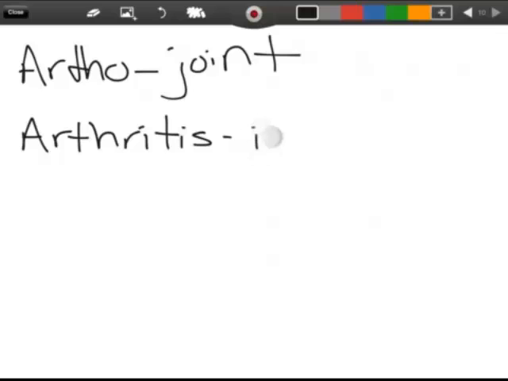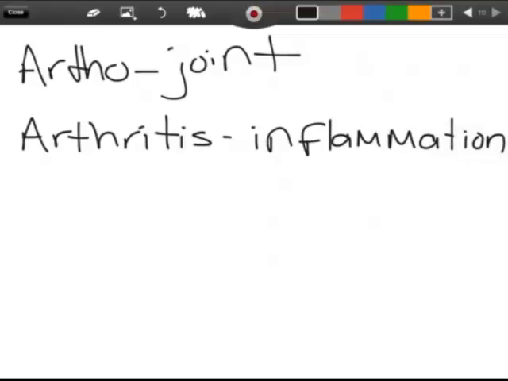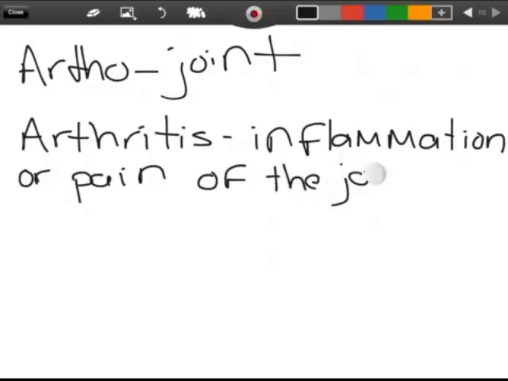Arthritis, meaning inflammation, or we could say, or pain of the joints.